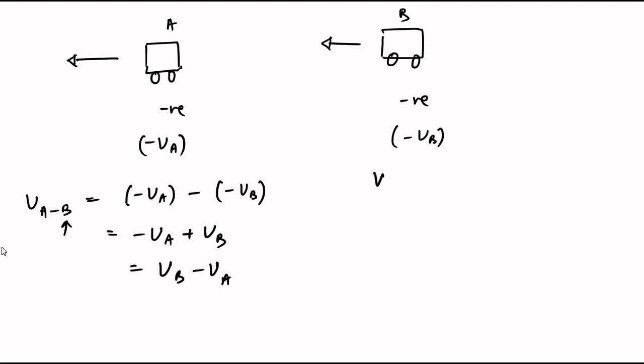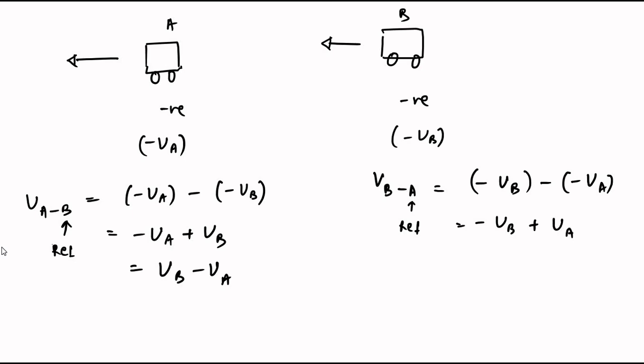And velocity of B with respect to A, here A is the reference, it will be minus VB minus of minus VA. Why? Because they are both negative as they are moving towards the left. So it will be minus VB plus VA, which is equal to VA minus VB.